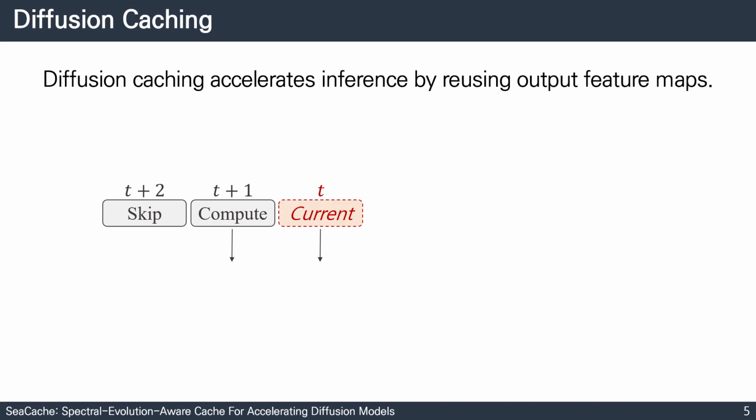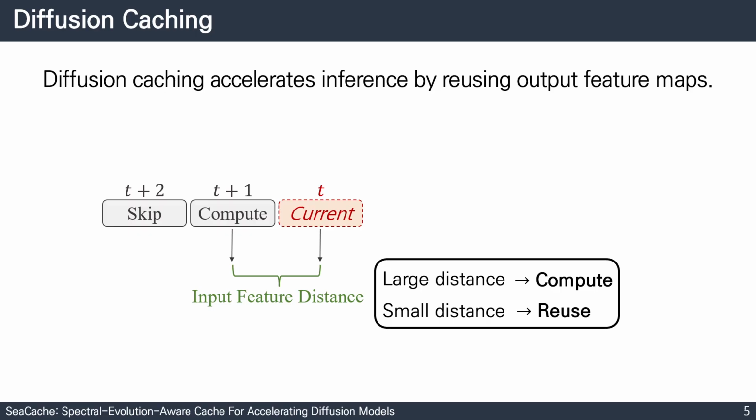Specifically, diffusion caching measures the distance between input feature maps. If the input distance between time steps is large, it means the current feature has changed significantly, so we fully compute the current output. On the other hand, if the distance is small, the current feature is considered redundant. In that case, we skip the computation.